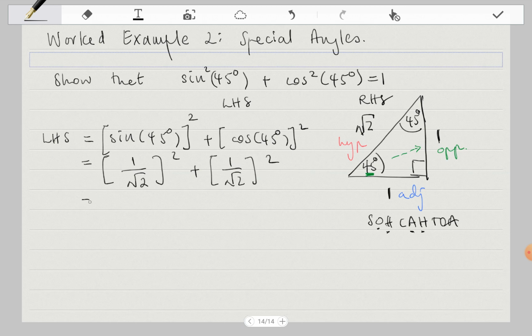Okay, so if we do the maths there, if we square the top, we get 1, and if we square the bottom, we get 2. Here again, we get the same thing, 1 over 2, and if we add a half and a half, we get 1. So that's equal to your right hand side, and that's done.